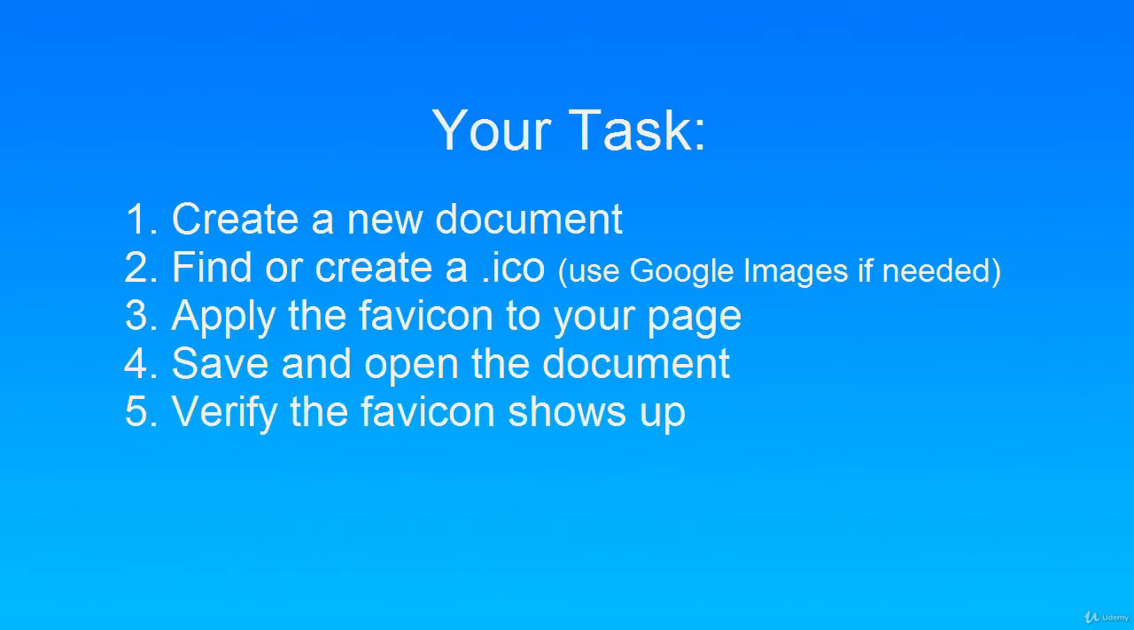Your task for this video is to create a new document, and then I want you to find or create your own .ico or your favicon.ico. If you're unable to save any files from Photoshop, or any other image service that you're using, as a .ico, feel free to hop on Google Images and just look for a .ico image. Then I want you to apply the favicon to your page, save and open the document, and verify that the favicon shows up properly. If you see that little image by your title in your window tab, then you've added a favicon.